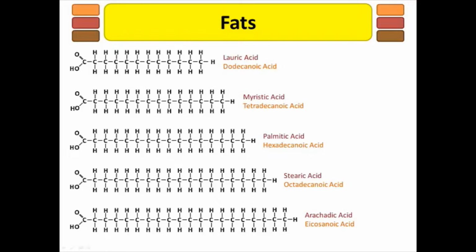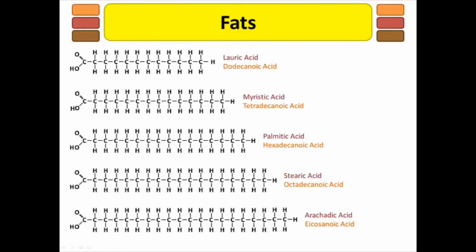Common names, shown in red, are often derived from prominent sources. For example, palmitic acid is found in palm oils. Stearic acid is derived from the Greek word for tallow or lard. Chemical names simply describe the number of carbons in each chain, as you can see in orange. For example, lauric acid has the chemical name of dodecanoic acid. Dodecanoic is Latin for 12.